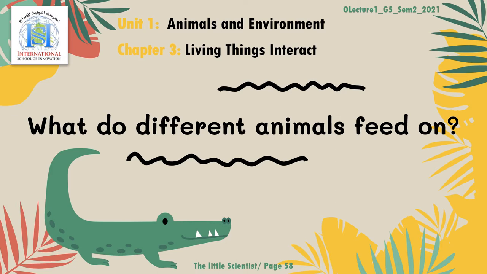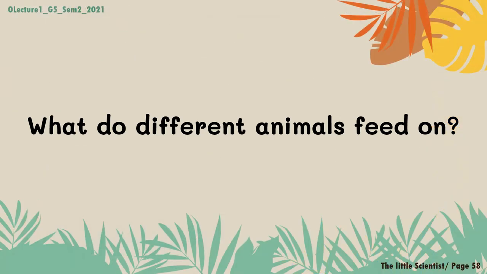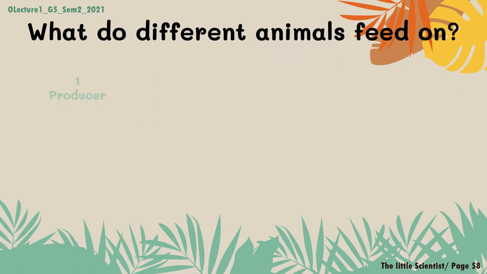So, what do different animals feed on? What do different animals eat? We have different kinds of organisms. Organisms can be producer, decomposer, or consumer.